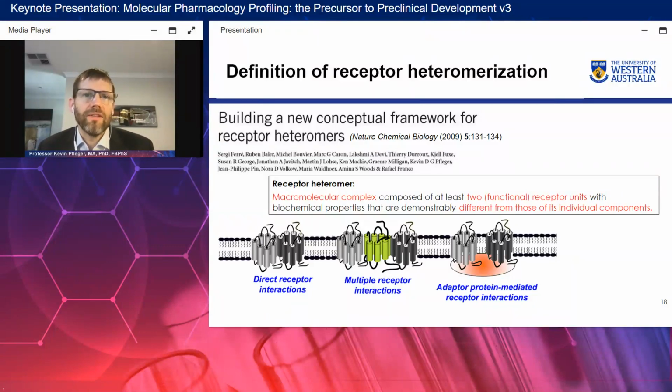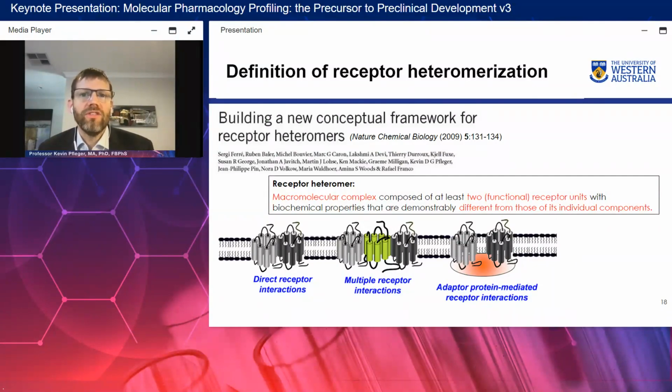So that means that a receptor heteromer is a large complex, often has many proteins involved, structural proteins, scaffolding proteins, as well as signaling proteins. And to be defined as a receptor heteromer, just two of those receptor units need to be functional receptor units.